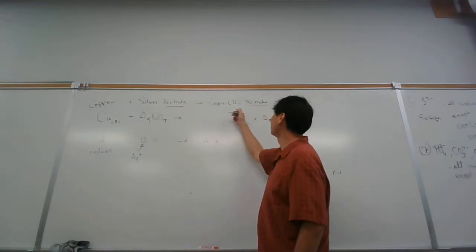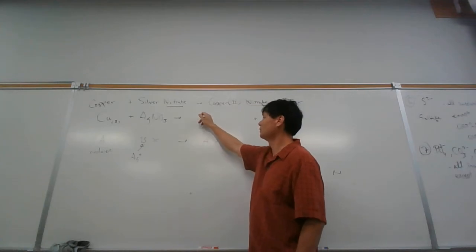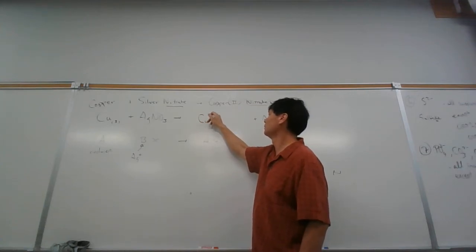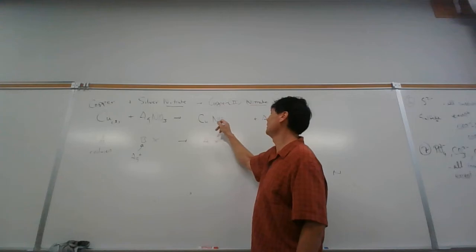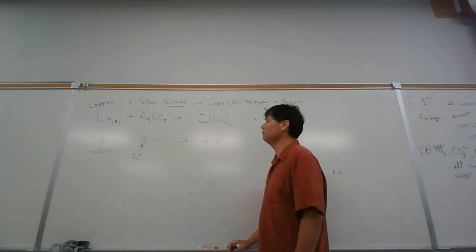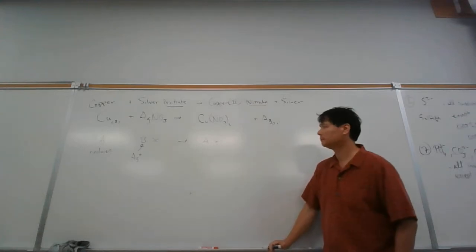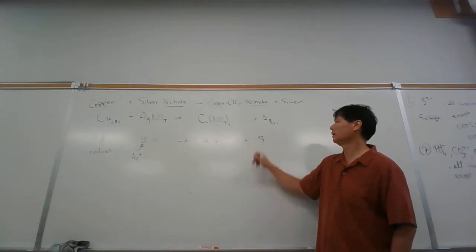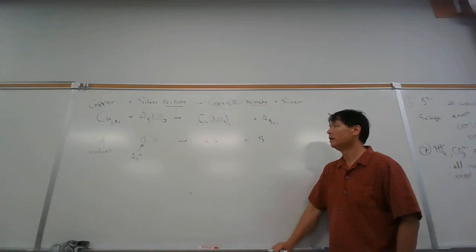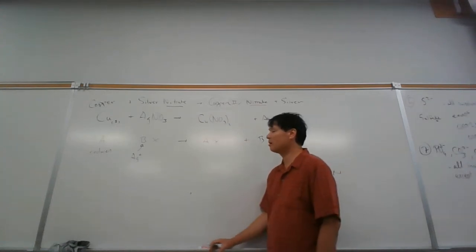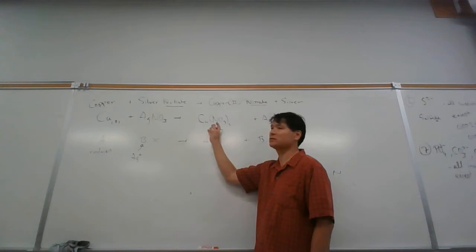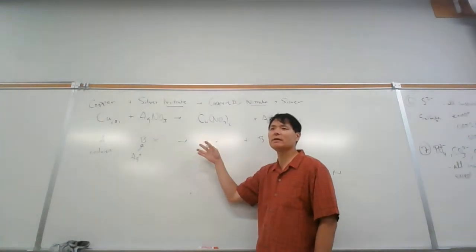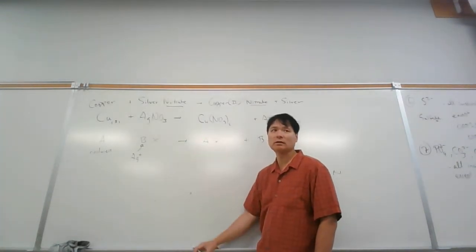So what's the formula for copper 2 nitrate? Cu(NO3)2. Because it's taking away from it. And so that's what we end up with. And now silver, if it's powerful enough as an oxidizer, then we should oxidize it to copper 2. If it's weak, then maybe we stop at copper 1.